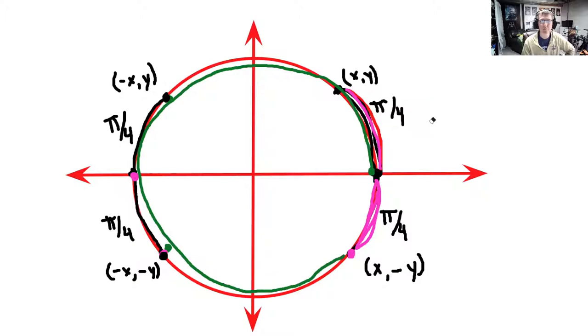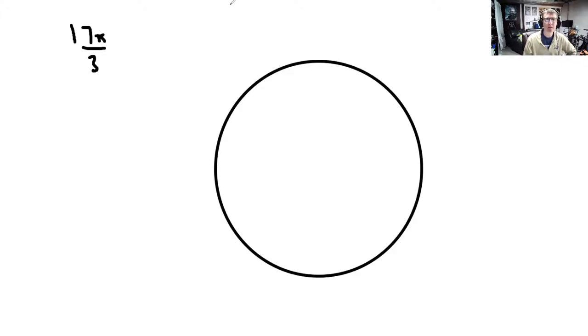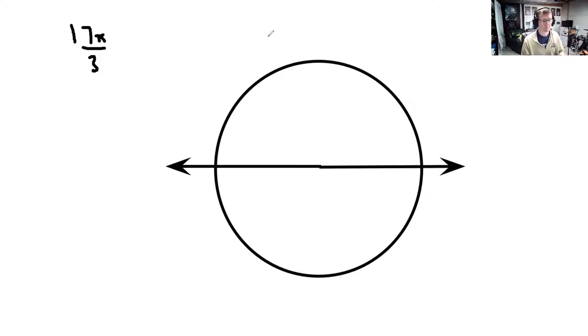So let's try and find some reference numbers. I'm just going to make some stuff up. 17 pi over 3, what's the reference number? That's an ugly angle. It is ugly, so let's try and plot it, and that might help. I'm going to draw just the positive x-axis and the negative x-axis, and leave the y-axis out of it for this one, because reference angles only care about the x-axis and your terminal point. That's all they care about.